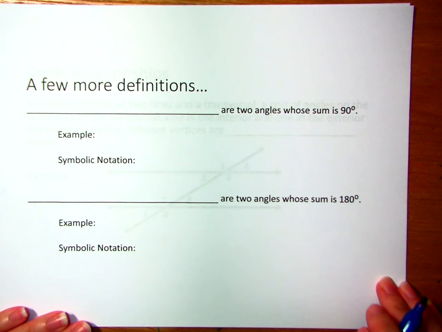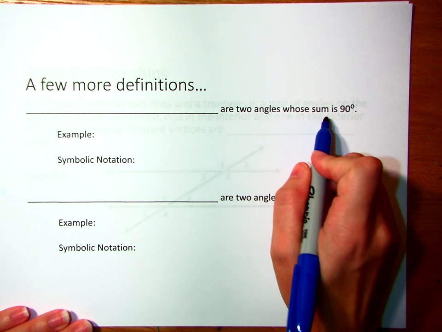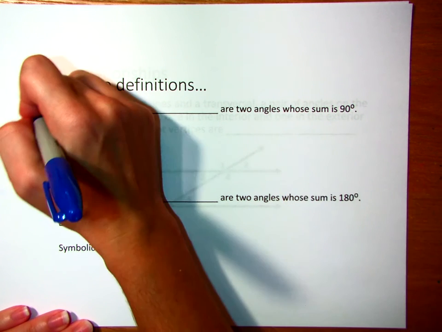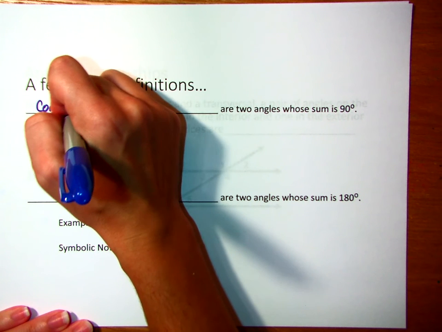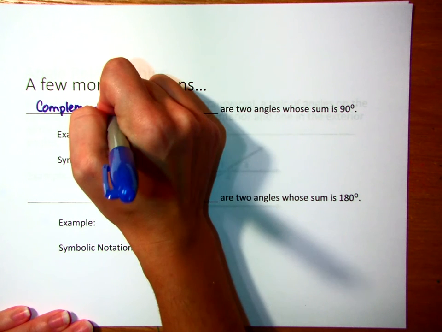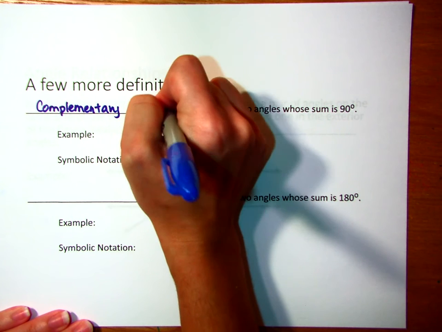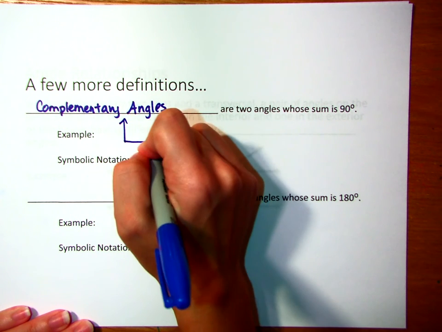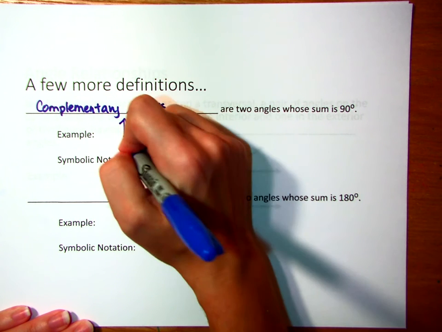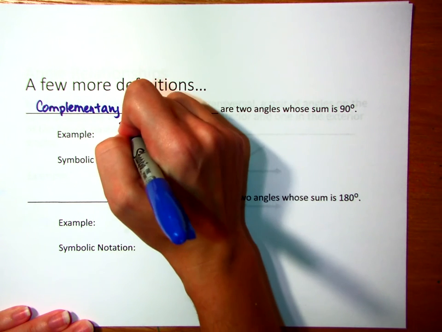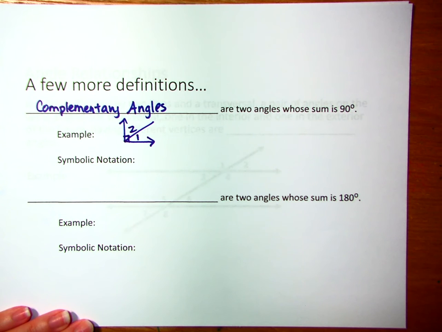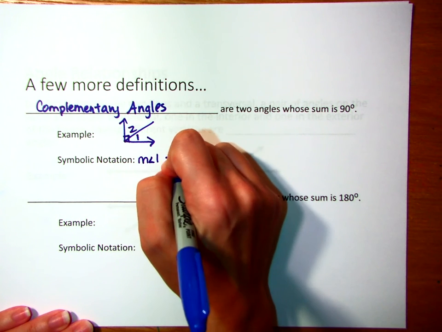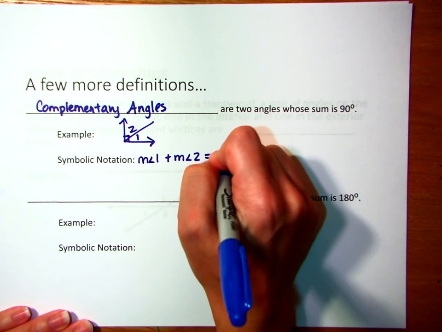Additionally, we got more angle relationships. If you have two angles that have a sum of 90 degrees, that means their measures added together are 90 degrees, we call those complementary angles. So for example, let's say we've got this. We know it's a right angle, and we've got angle 1 and angle 2 here. The symbolic notation that we could use would be to say that the measure of angle 1 plus the measure of angle 2 is going to be 90 degrees.